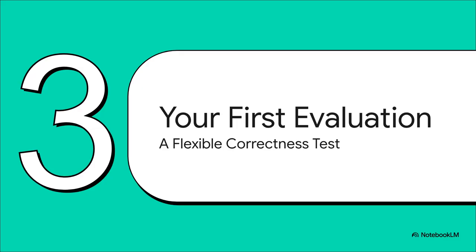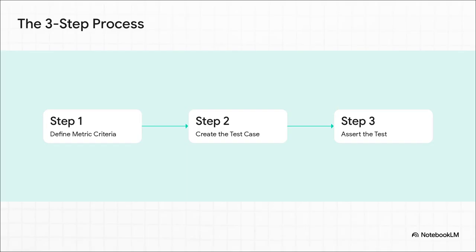All right, enough theory. Let's get our hands dirty and see how this actually works. We're going to build our very first evaluation metric right now and see just how powerful this is. And you might be thinking this sounds complicated, but honestly, it's not. It all boils down to these three simple steps. First, we tell our LLM judge what good looks like. Second, we give it an example to grade. And third, we just run the test and see what it says.